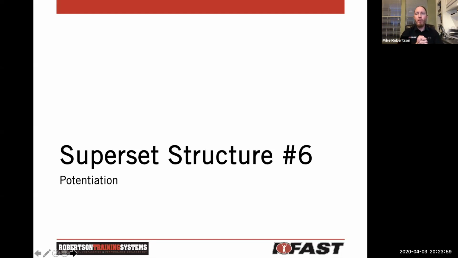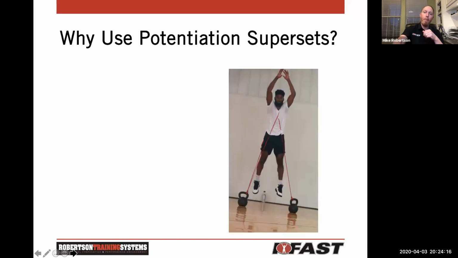Superset structure number 6, potentiation. And this is where things are starting to get fun. Because look, at the end of the day, we all want bigger, faster, stronger athletes, right? Like that's the name of the game. We want to increase force production. We want to increase power production. But how do we go about doing that?